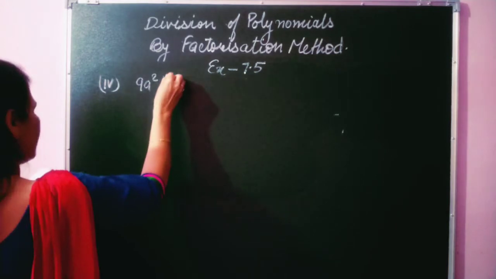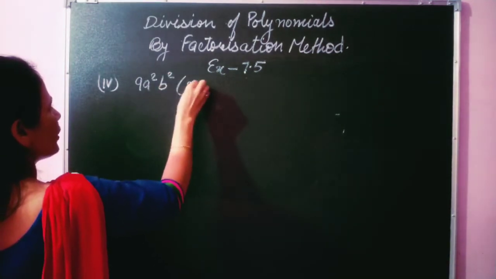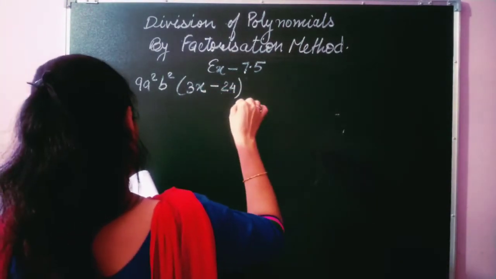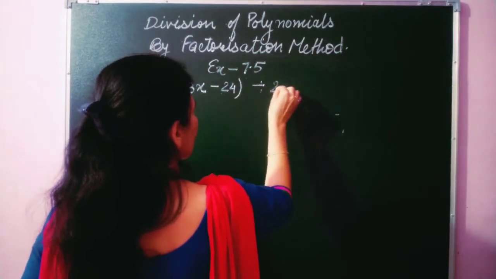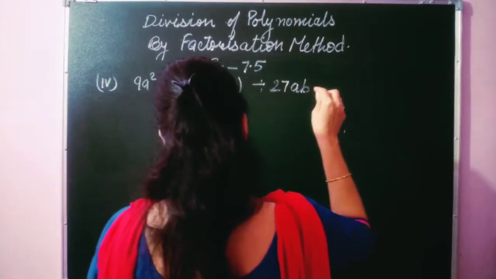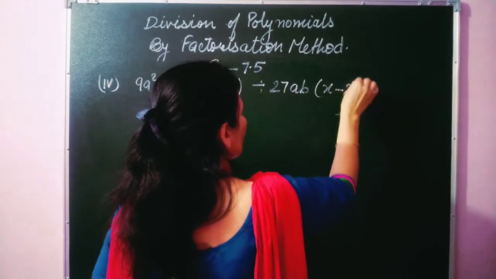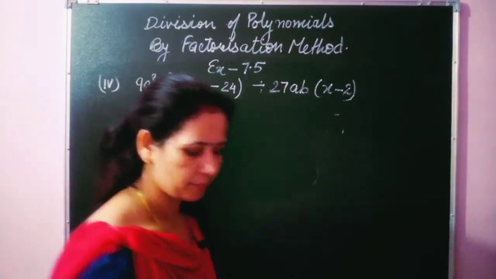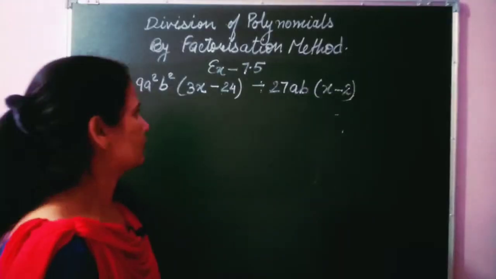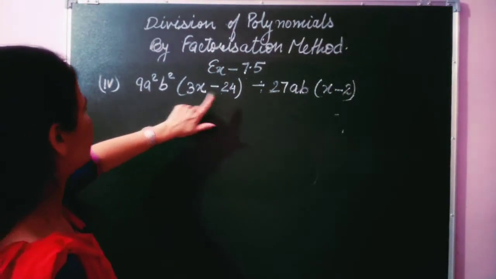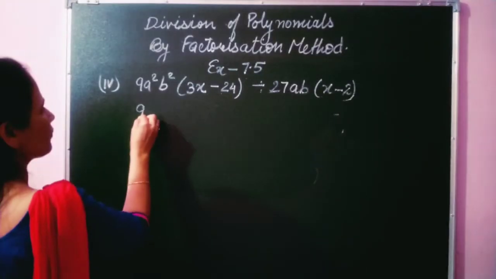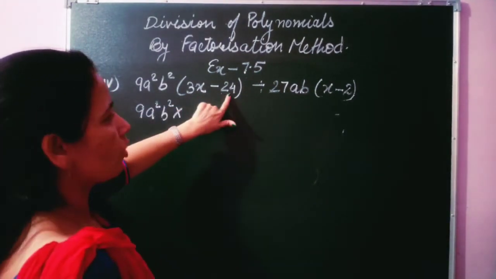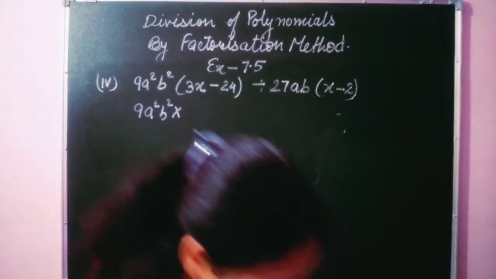In the fourth part, they have given 9a square b square into 3x minus 24, divided by 27ab into x minus 2. This is our dividend and this one is the divisor. First step, we have to make the factors. Observe which number is common here. In 3x minus 24, we can observe that 3 is common in both, so we can take 3 common.